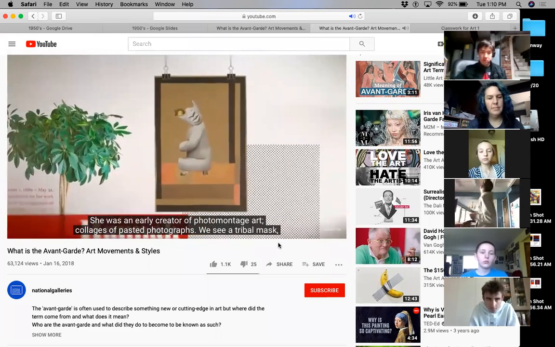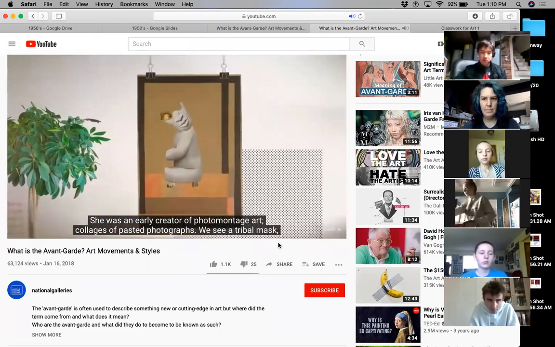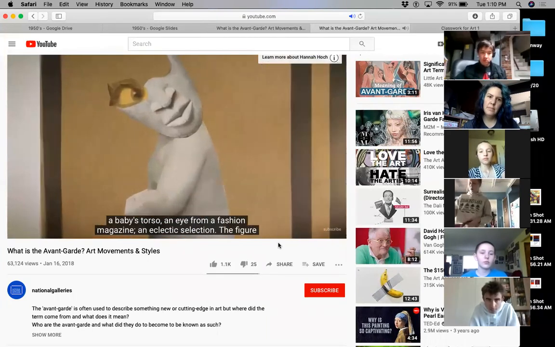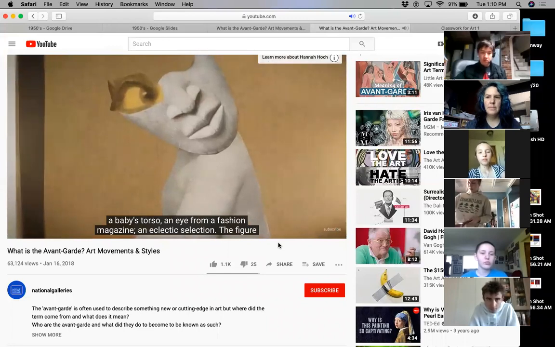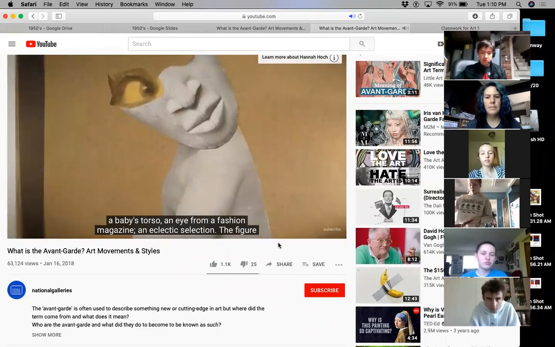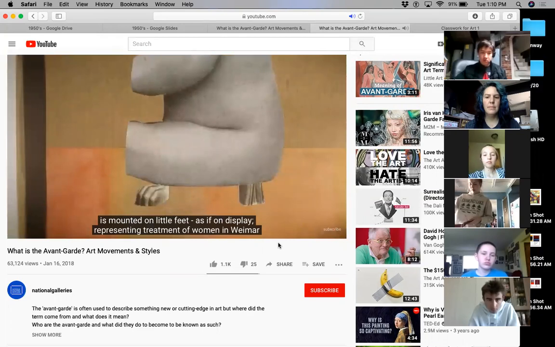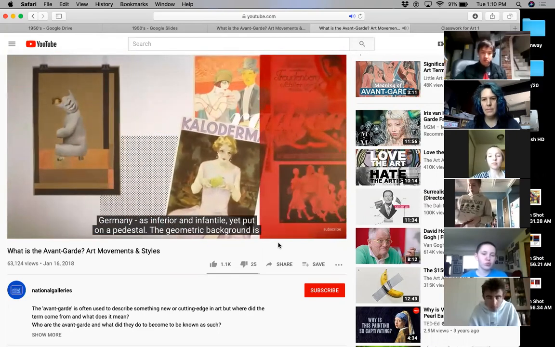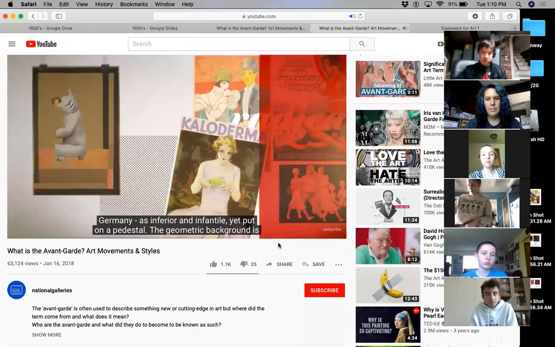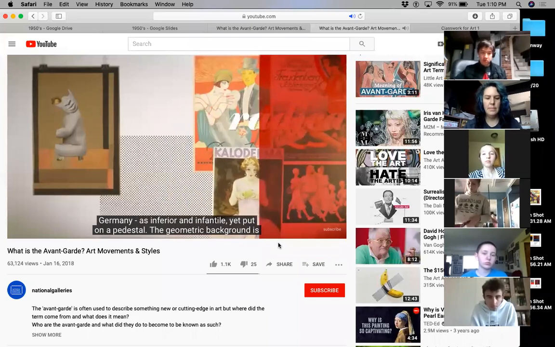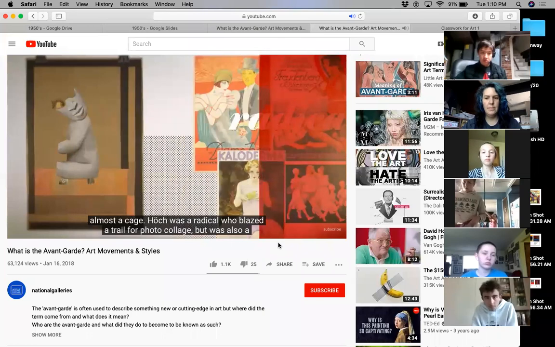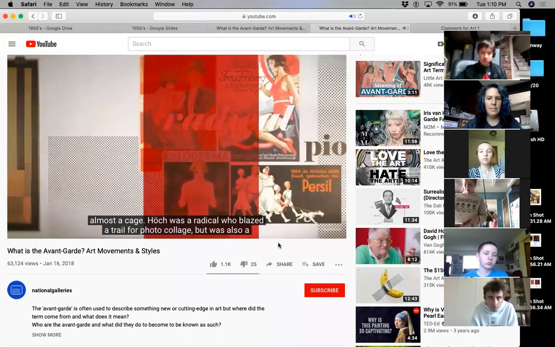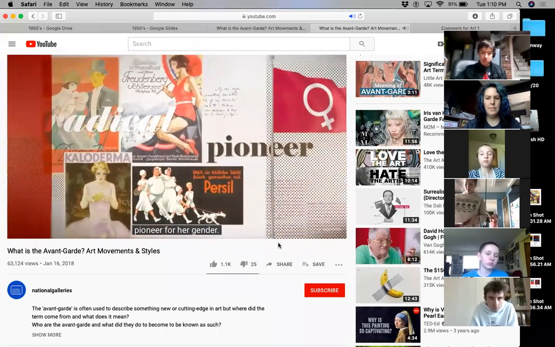She was an early creator of photomontage art, collages of pasted photographs. We see a tribal mask, a baby's torso, an eye from a fashion magazine, an eclectic selection. The figure is mounted on little feet as if on display, representing treatment of women in Weimar Germany as inferior and infantile, yet put on a pedestal. The geometric background is almost a cage. Hoch was a radical who blazed a trail for photo collage, but was also a pioneer for her gender.